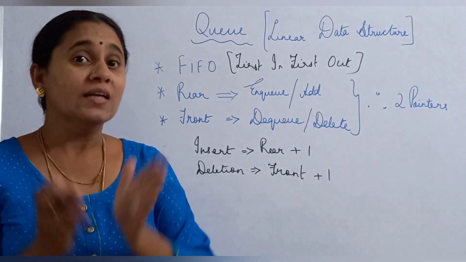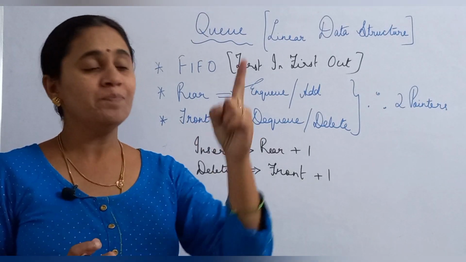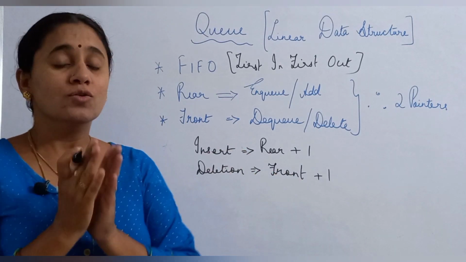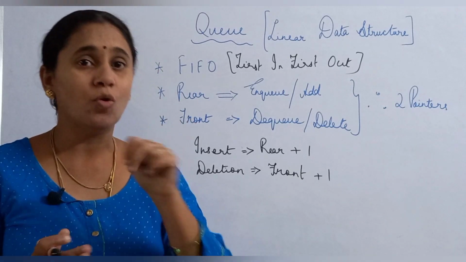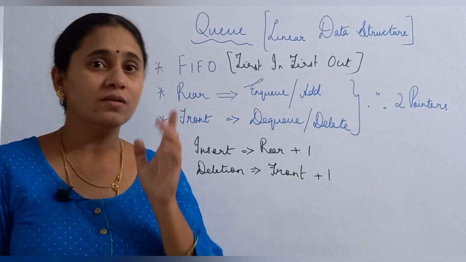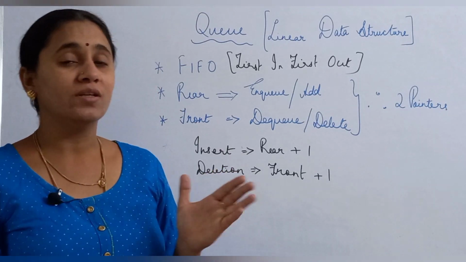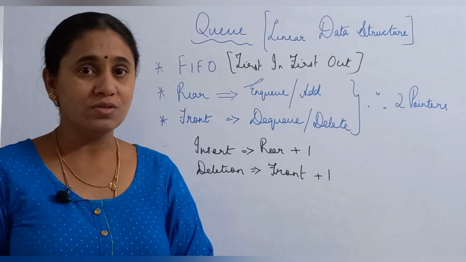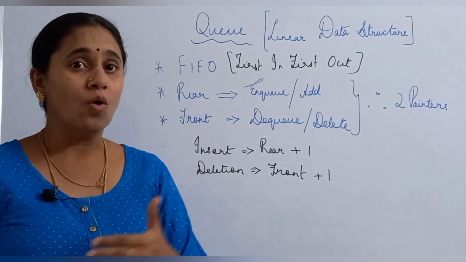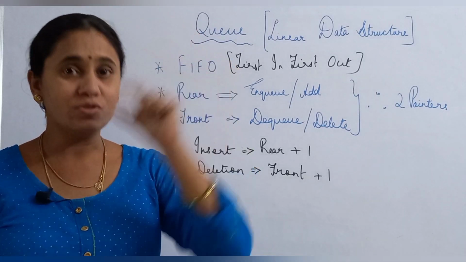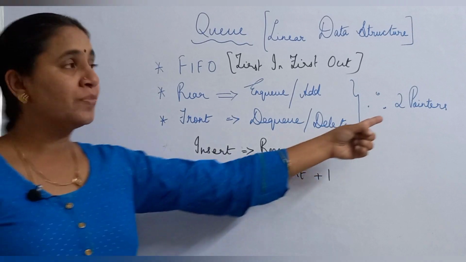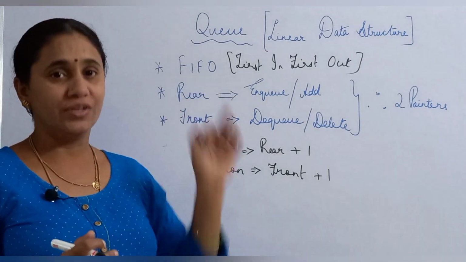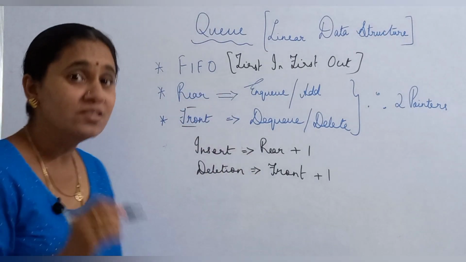In the same way, the insertion here is going to happen in one direction, and the deletion is going to happen in another direction. So we are going to use two pointers, right? One pointer is used for insertion and another pointer is used for deletion. But in stack, we were using only one pointer because the insertion and deletion take place at the topmost position. But here we are using two pointers. The names of the pointers are front and rear.